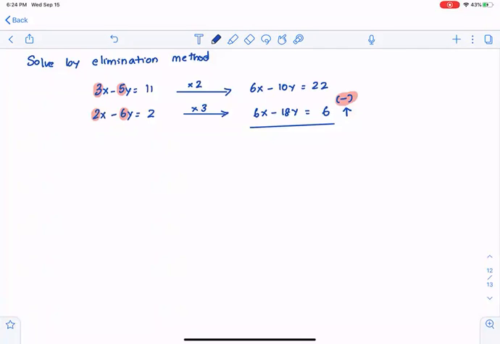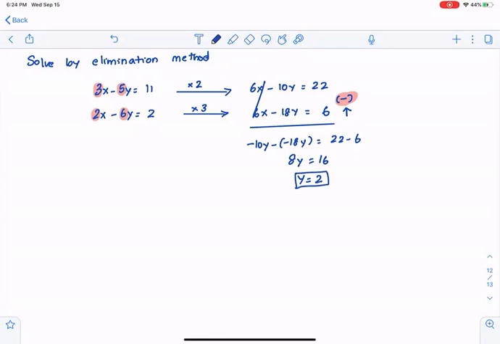6x minus 6x will get cancelled. Minus 10y minus of minus 18y would be equal to 22 minus 6. So minus 10y plus 18y would be 8 times y. And that would be equal to 16. Divide by 8 on both sides, y would equal 16 over 8, which is 2.